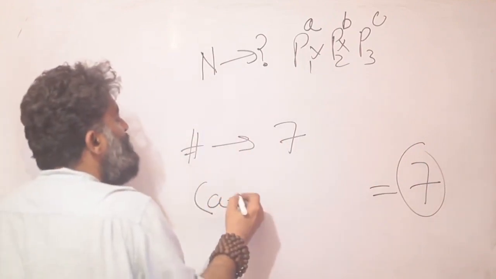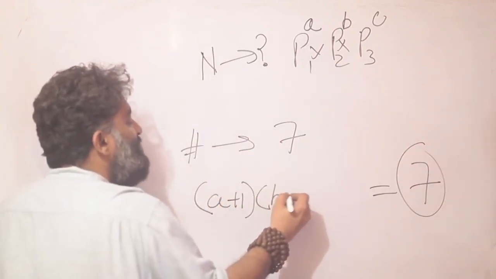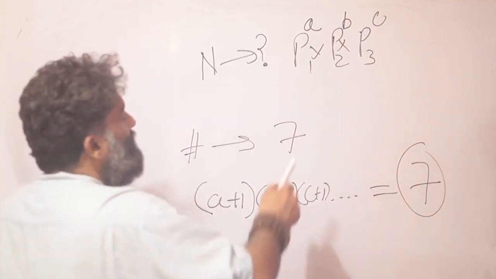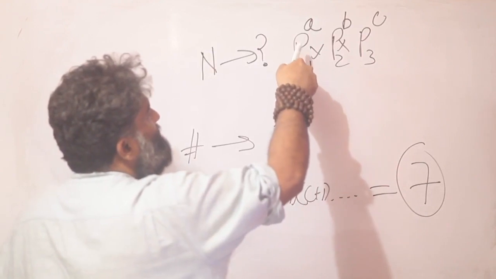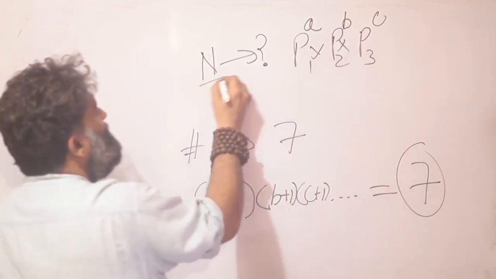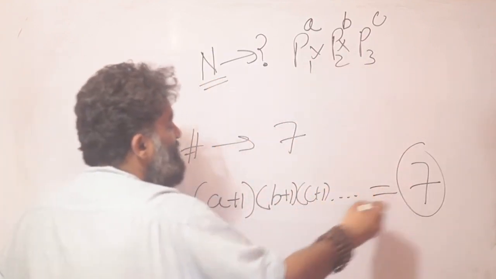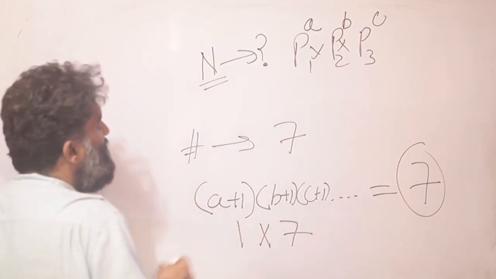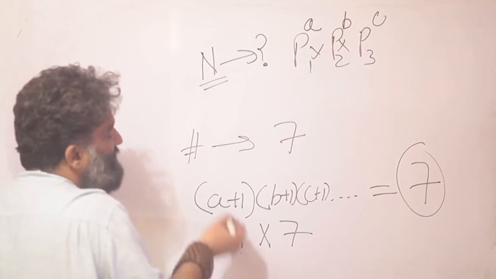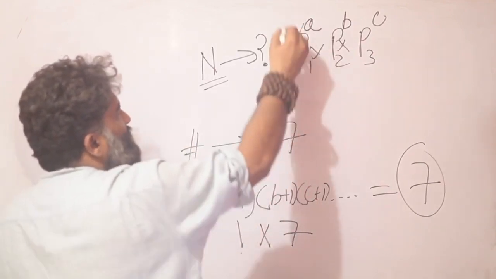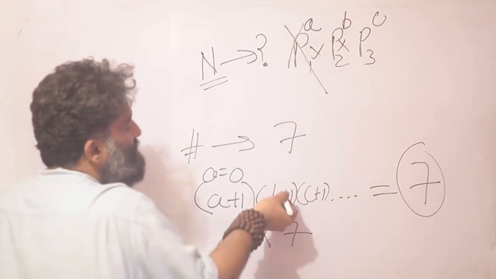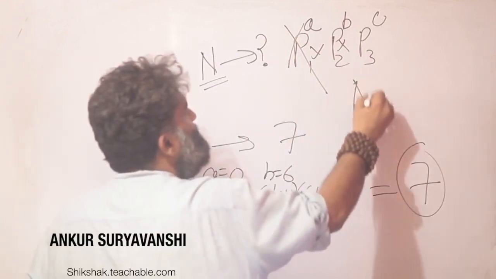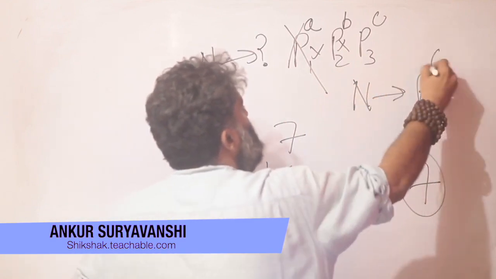It has come from the formula (a plus 1) into (b plus 1), perhaps (c plus 1), etc. What are a, b and c? A, b and c are powers of the prime factors of the number n. But I see 7 can only be written as 1 into 7, right? This a plus 1 is 1, that means a is 0, that means you don't have to worry about p1, right? B plus 1 is 7, that means b is equal to 6. What that means is the number is some prime raised to 6.